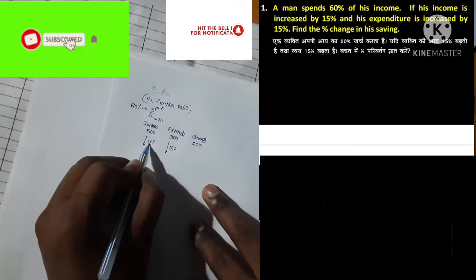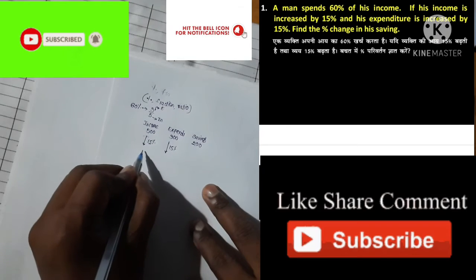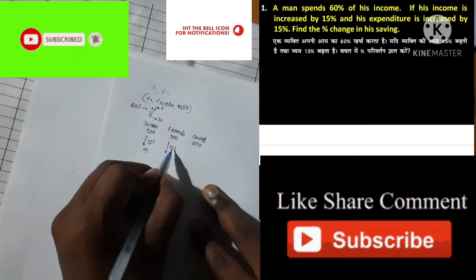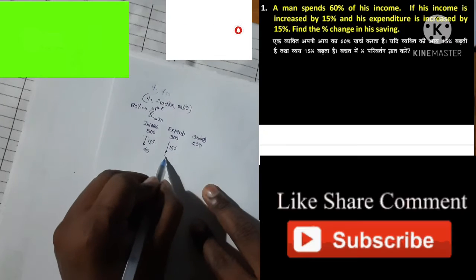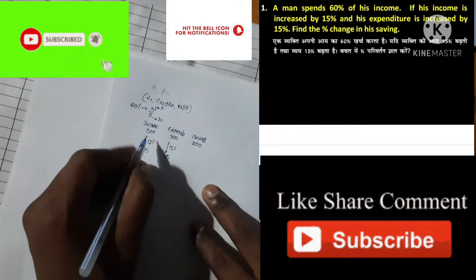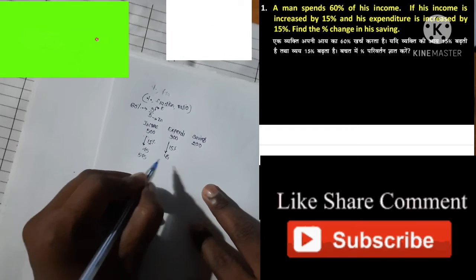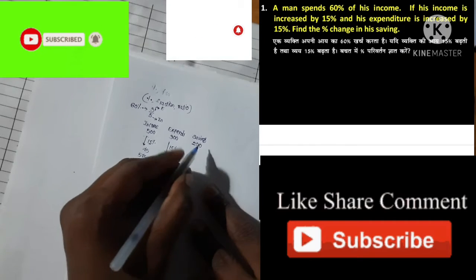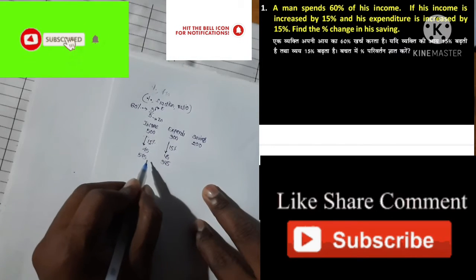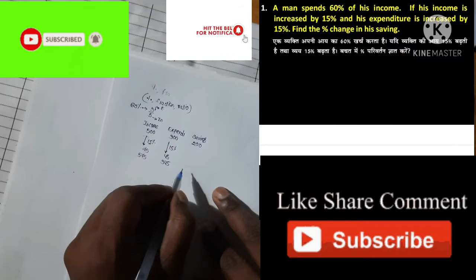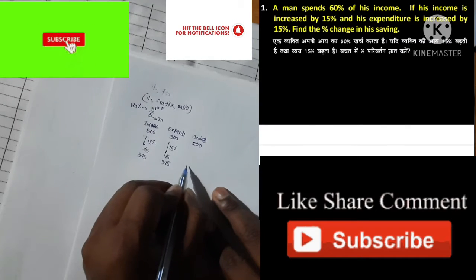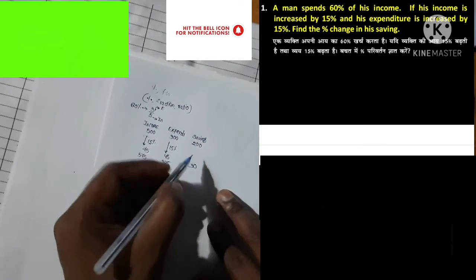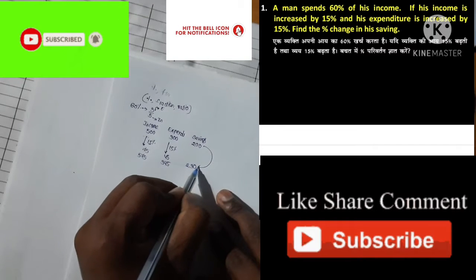So 15% of 500 is 75. So 15% of 300 is 45. Now the income is 575 and expenditure is 345. So the savings is 575 minus 345, value is 230. So it is a percentage change in its savings.